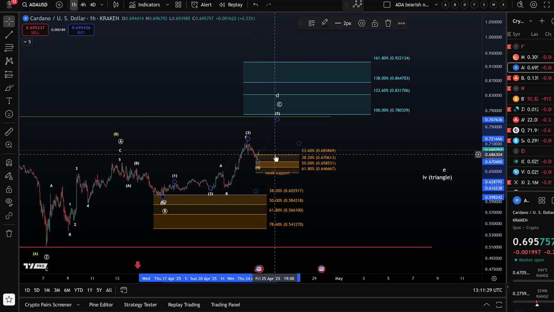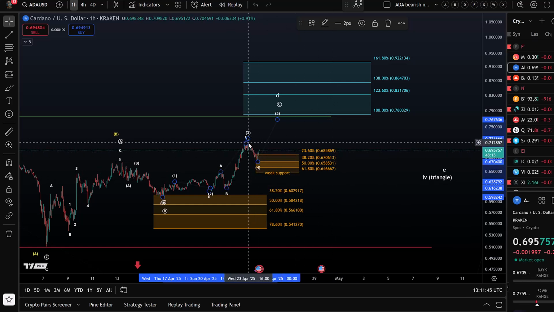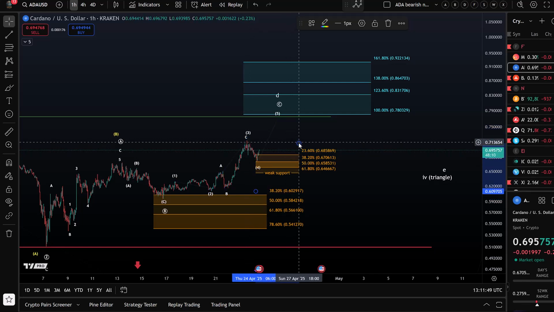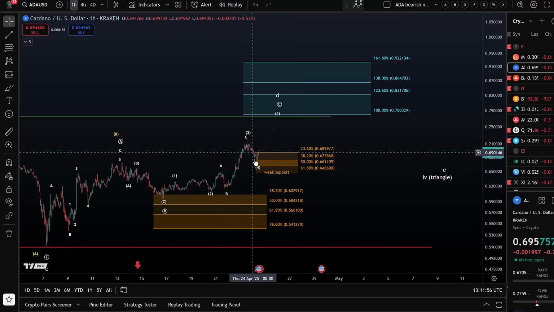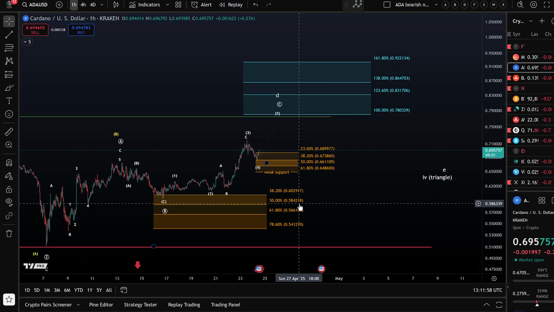I communicated, I think in yesterday's update, can't remember if that was in our members area only or here on YouTube, this support zone as a support area to watch internally between 64.6 and 68.5 cents. Yesterday's video was made when the price was still pushing. I can slightly adjust it, but it doesn't make a great difference, because the price pushed just a little bit higher after the last video, and now is testing that support area.